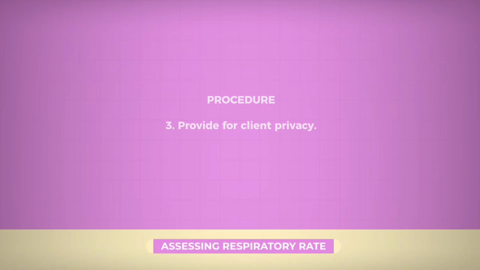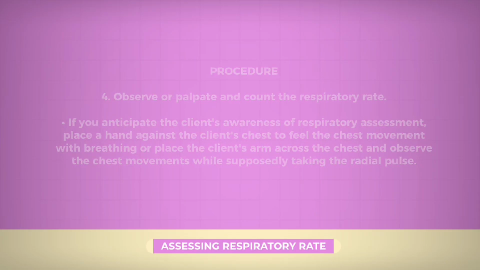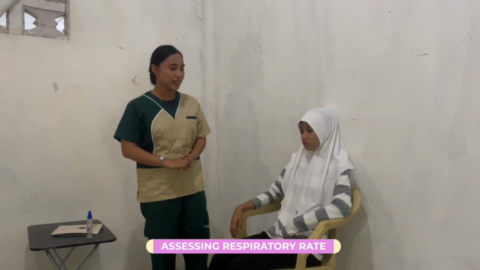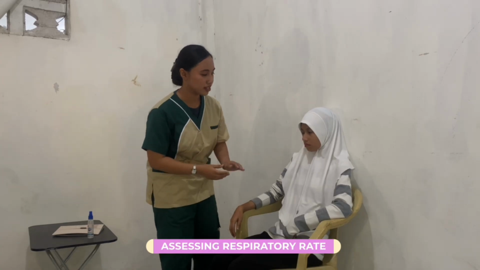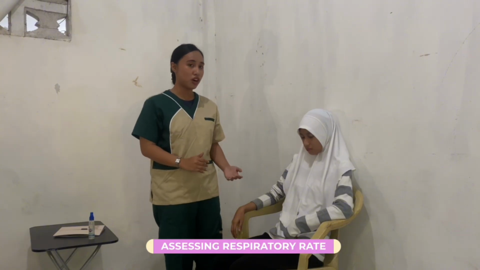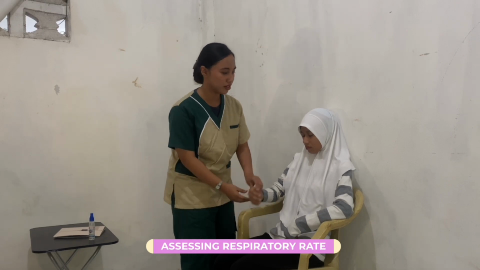Provide for client's privacy. Next, observe or palpate and count the respiratory rate. If you anticipate the client's awareness of respiratory assessment, place a hand against the client's chest to feel the chest movement with breathing, or place the client's arm across the chest and observe the chest movements while supposedly taking the radial pulse. So there are two ways of counting the respiratory rate. First is by placing your hand over the client's chest. Is it okay? Or second, by placing the arm of the client directly over her chest while supposedly taking the radial pulse.